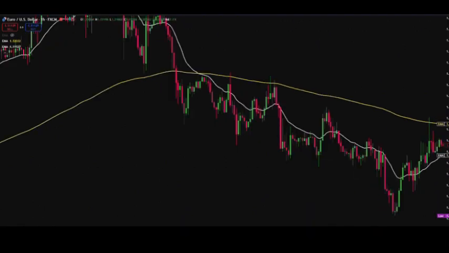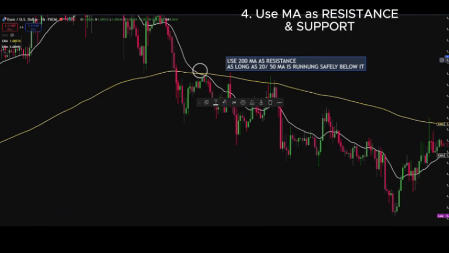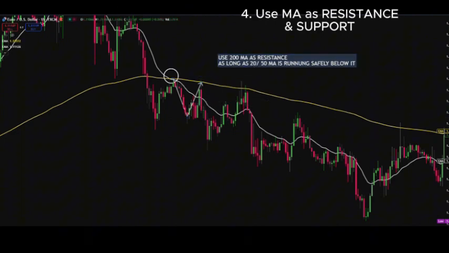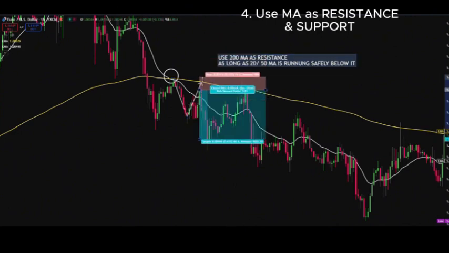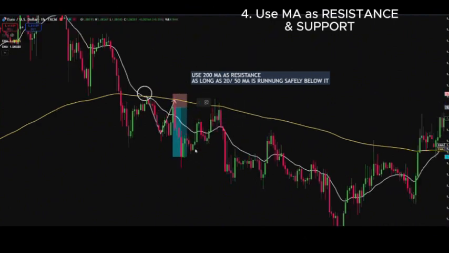So moving on, the fourth way you can use the moving average is as resistance and support. You can use the moving average as your resistance and support, like in this case, all right? So we are looking for selling opportunities here using the 200 moving average. The yellow line you see there is the 200 moving average. So we are looking for selling opportunities at the bounce off the 200 moving average, okay? As long as the price action stays below the 200 moving average, we are going to be looking for sales, like in that case.